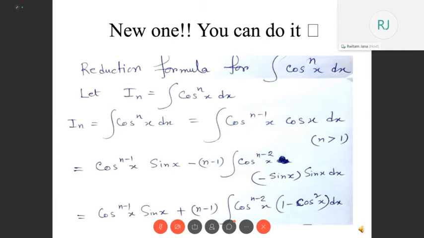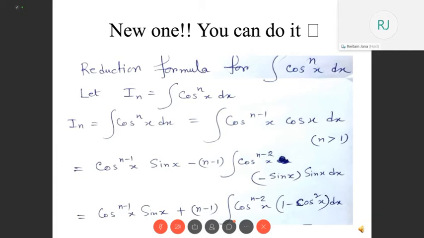Now the last part of today's class: you have to find the reduction formula for integration cos to the power nx dx. That is, you take In as equal to integration cos to the power nx dx and write it as cos to the power n minus 1 x into cos x dx, just like the similar case I did for integration sine to the power nx dx.